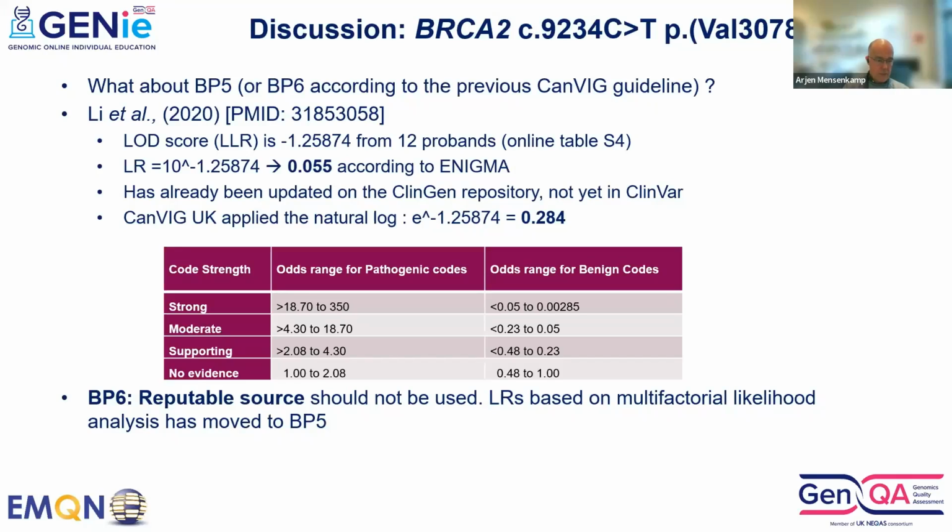Of course, BP6 on the level of a reputable source should not be used. It has also been removed from both guidelines. Of course, you can use the likelihood scores based on a multifactorial likelihood analysis, but you should use that under the BP5 code from now on.